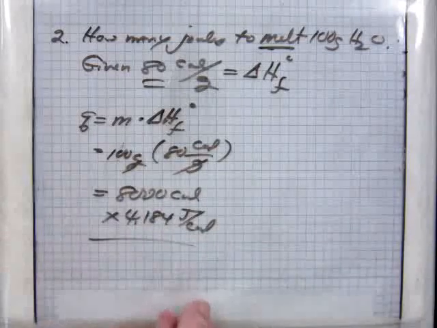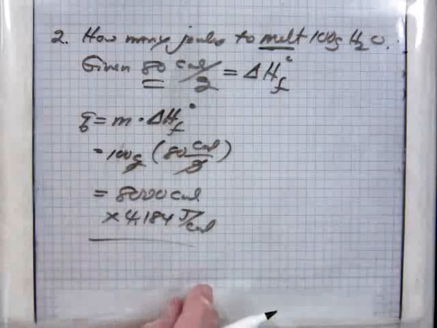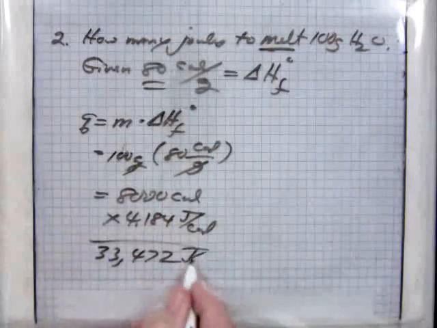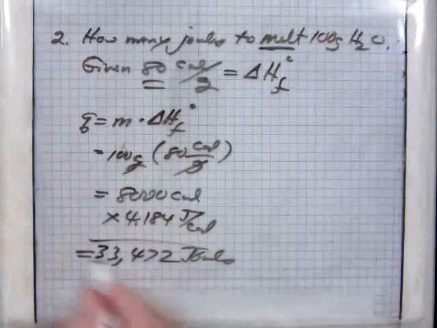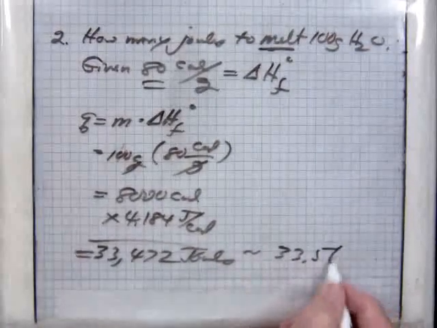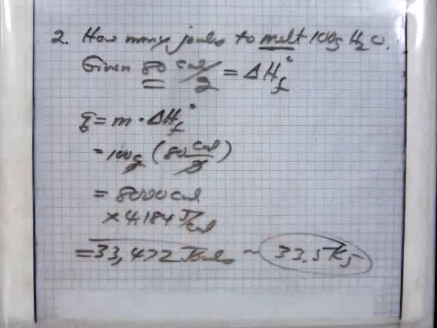And that's 33,472 joules, or 33.5 kilojoules, 3 sig figs in that. So we went that far.